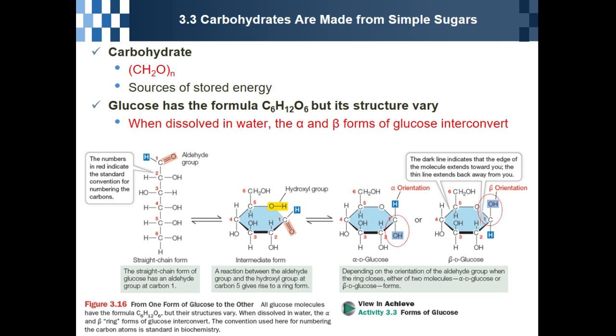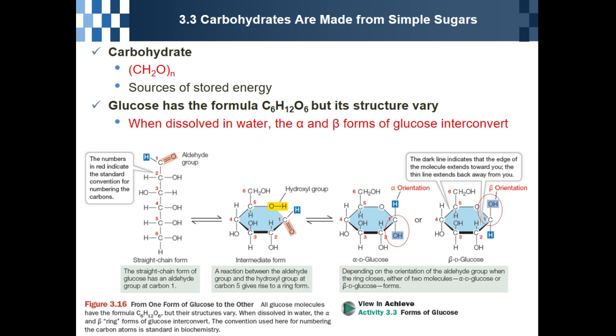So their main structure is like that. If they have 5 carbons, they will be like this. If they have 6 carbons, they will be like this. For example, this is glucose. Glucose has 6 carbons. 1, 2, 3, 4, 5, 6.